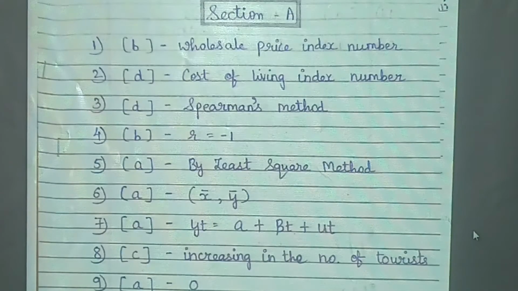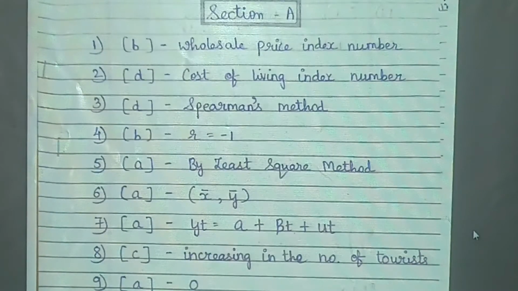Today we will discuss how to write the statistics paper and its presentation. As we all know about the paper pattern, we are going to follow 30-70. It means 30% objectives and 70% descriptive questions.